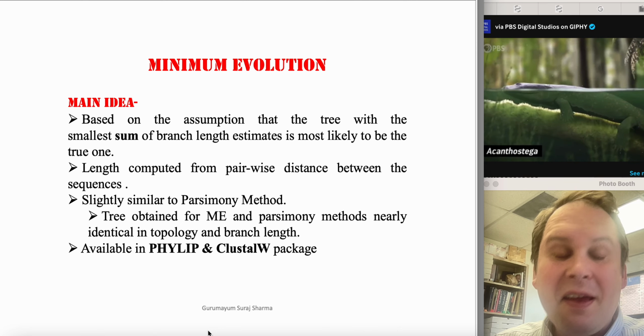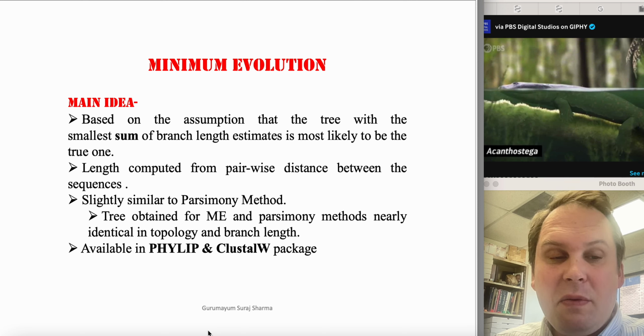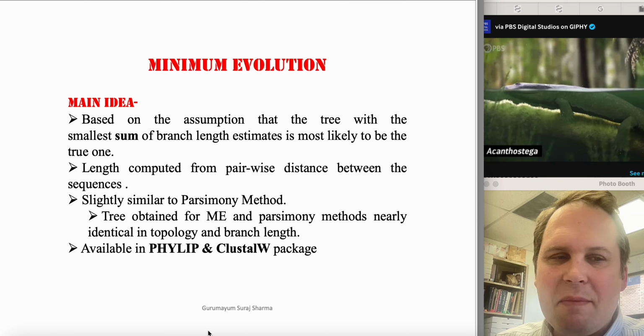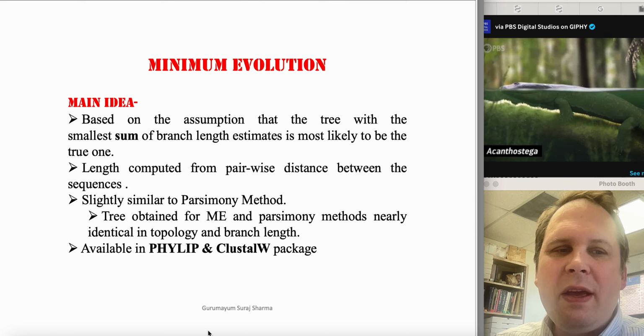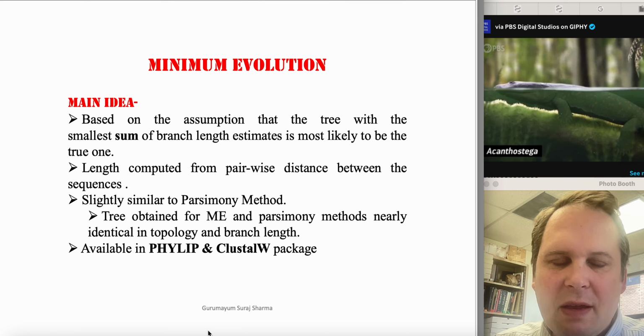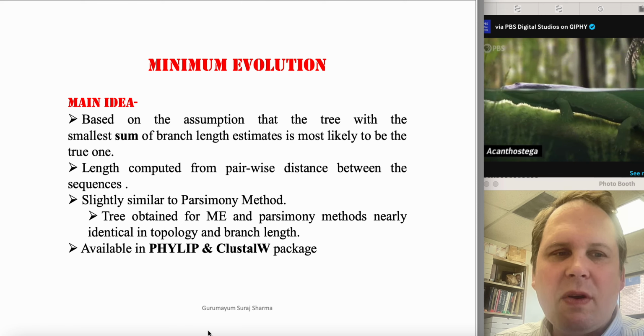Method 3, minimum evolution. Related to the others, but instead of just arbitrarily joining things together because they are the closest, regardless of what that may do to your tree, we are instead going to look for the minimum number of molecular changes that we can make, either nucleotide or protein changes, that will connect up all the branches in the tree.